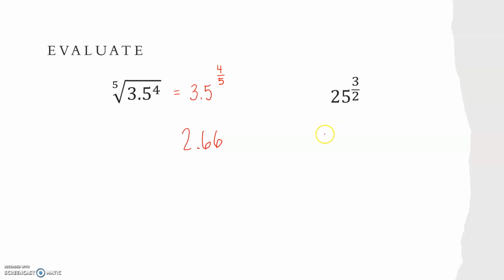And then this one I don't need a calculator because it's taking the square root of 25. Remember, we don't always write the 2, but we can if we want to. Raised to the third power, so we're doing 5 to the third power, and 5 times 5 times 5 would be 125.